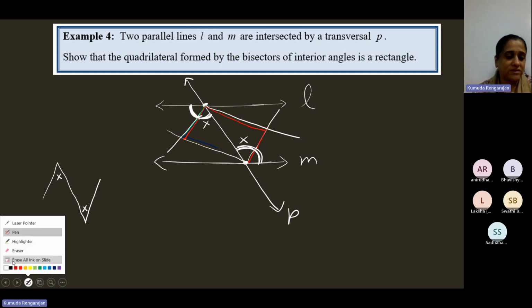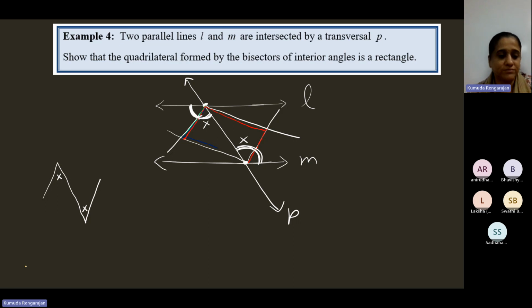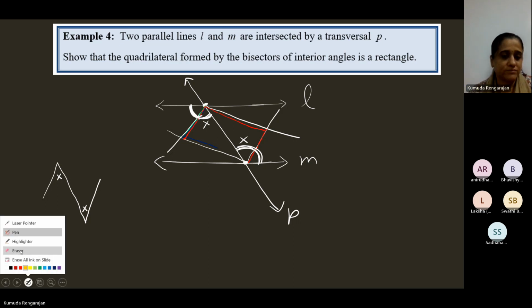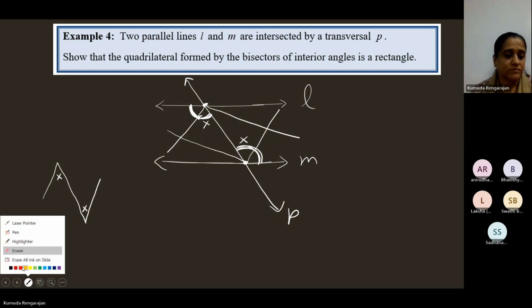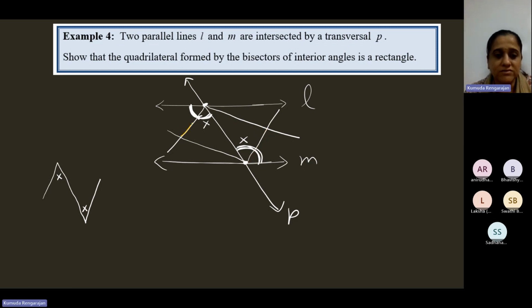I'll show those lines in some color, yellow. Here. This line, this transversal, this line. Can you see those angles? See, one X is here between this one and this one. The other X is here between this and this. Yes or no?